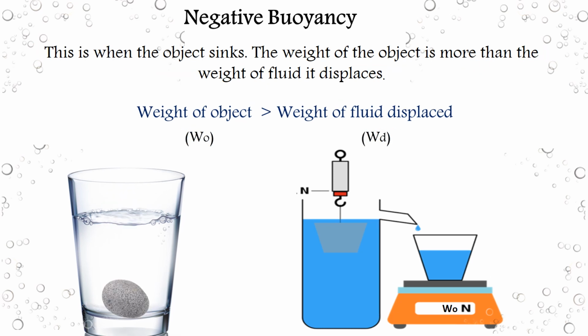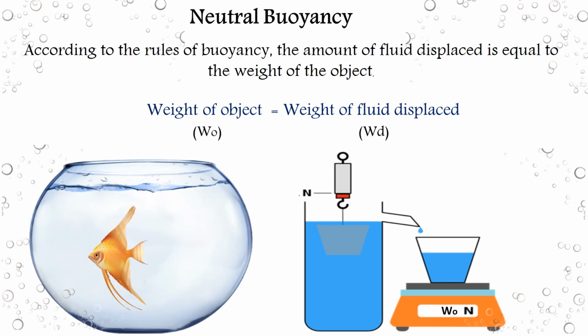Negative buoyancy: this is when the object sinks. The weight of the object is greater than the weight of the fluid it displaces. Neutral buoyancy: according to the rules of buoyancy, the amount of fluid displaced is equal to the weight of the object. The weight of the object equals the weight of the fluid displaced.